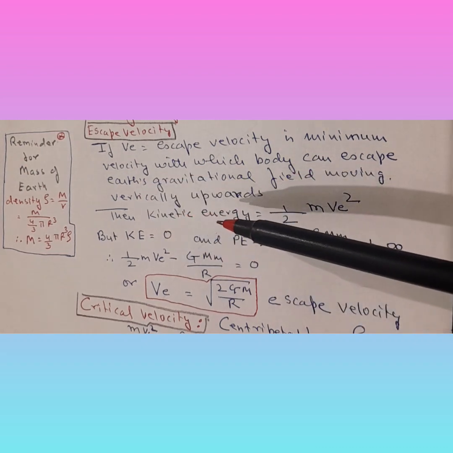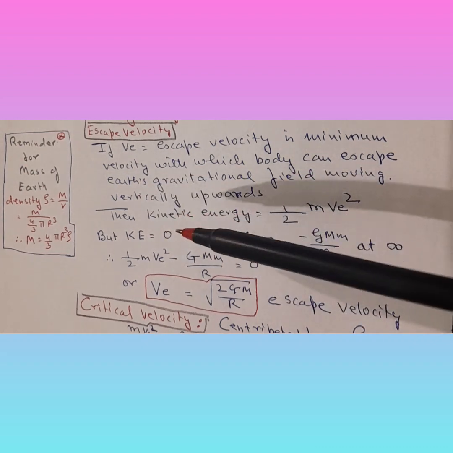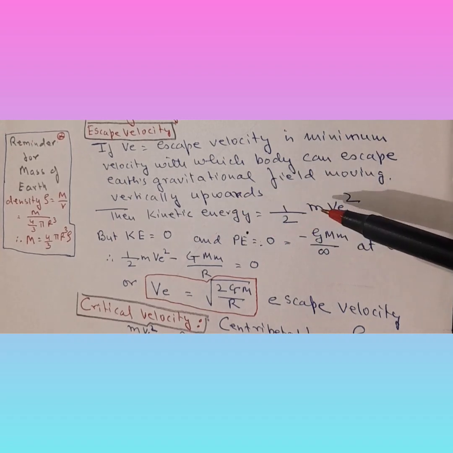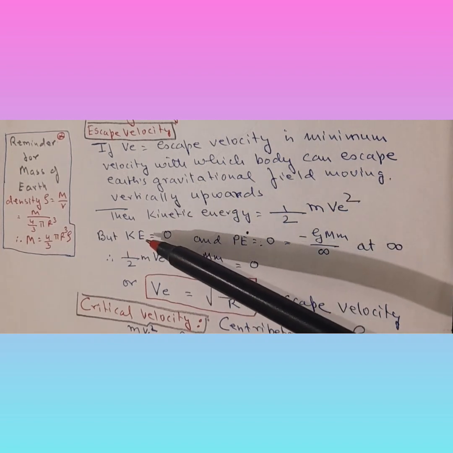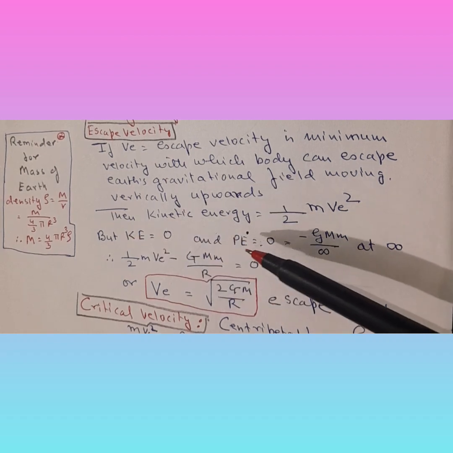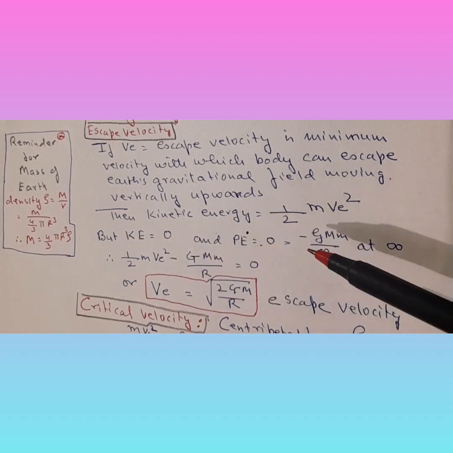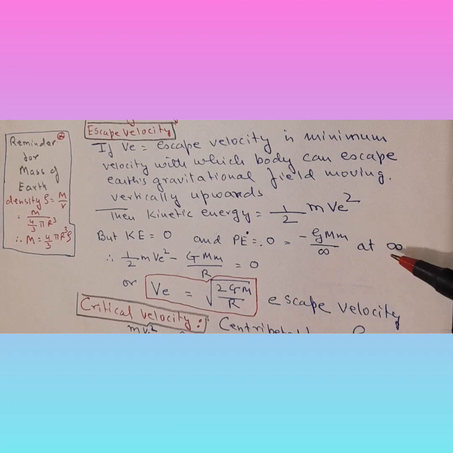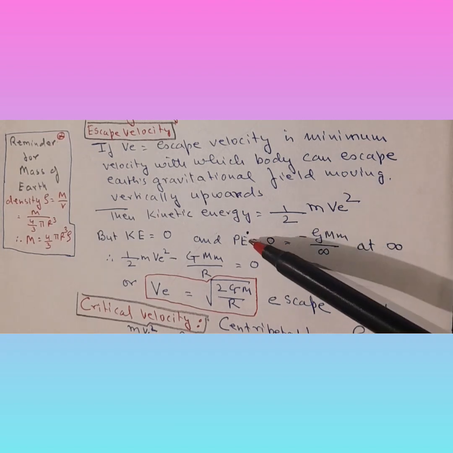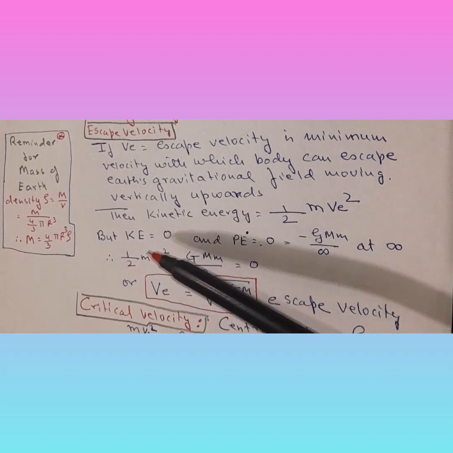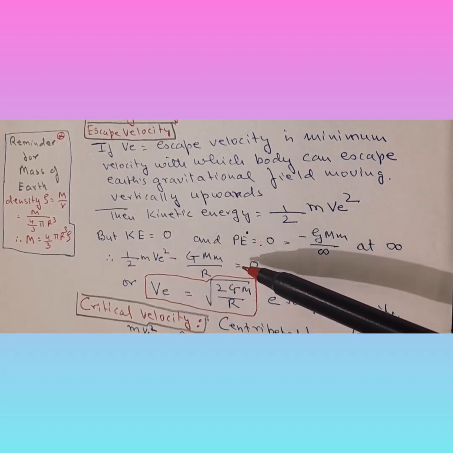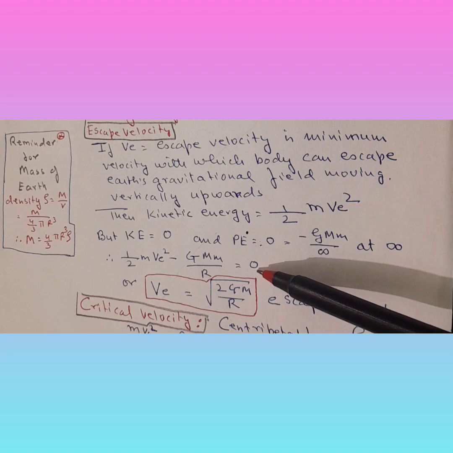Now, when we talk in terms of kinetic energy, it is half mv square. Since we are talking in terms of escape velocity, it becomes half m VE square. But at infinity, kinetic energy is 0. And at infinity, potential energy is also 0, because the distance becomes infinity. So we can sum both the energies, which would be equal to 0.